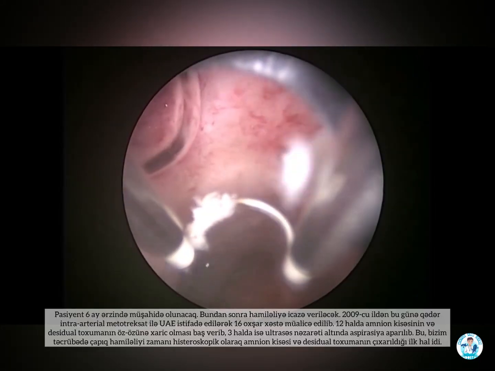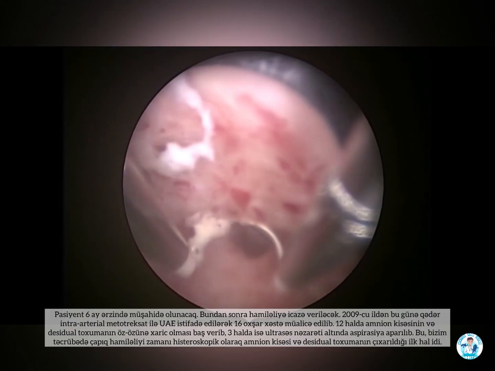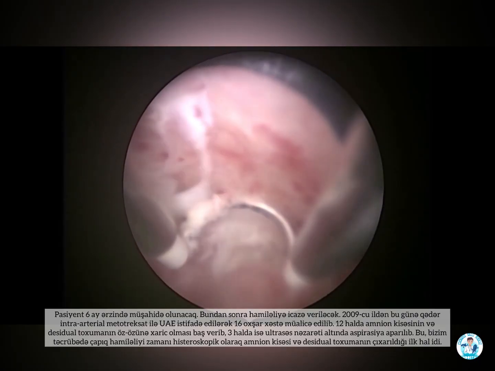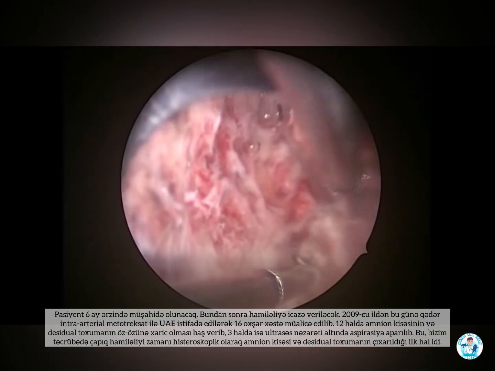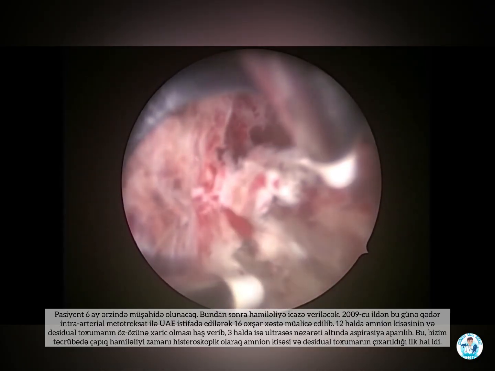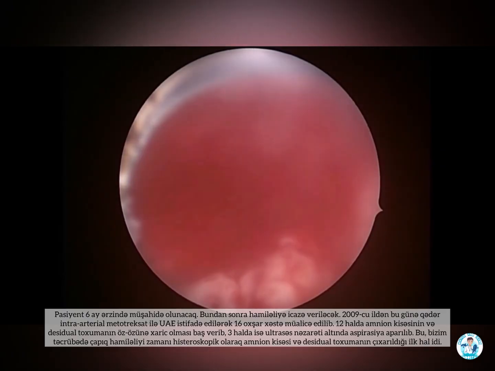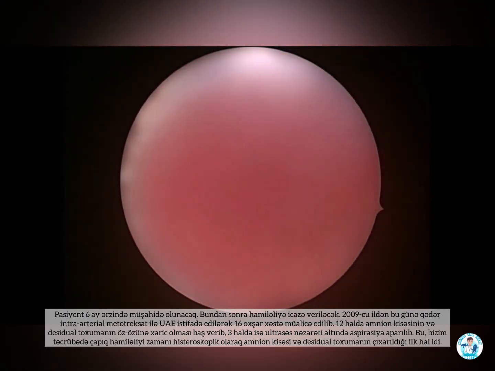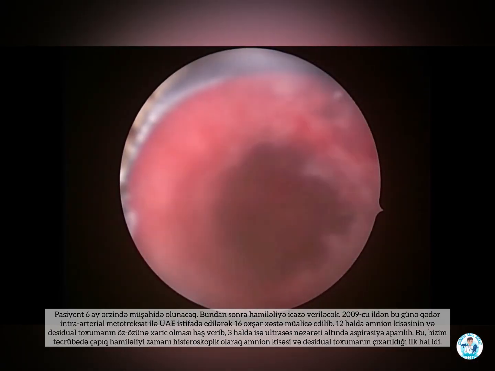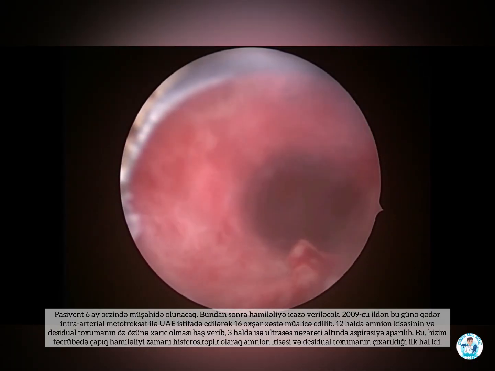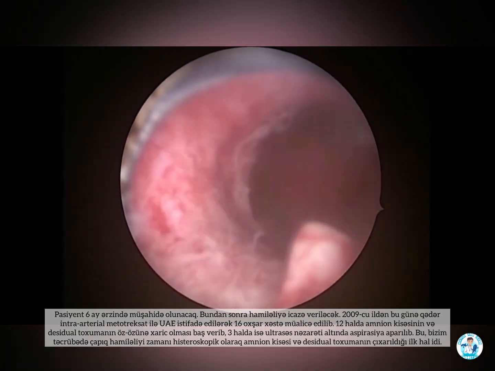This was our 16th patient in the last 12 years with a uterine scar pregnancy who underwent uterine artery embolization using intra-arterial methotrexate. Self-expulsion occurred in 12 cases. In 3 cases, aspiration was performed under ultrasound control. This was the first case of removal of a fertilized egg under hysteroscopy.